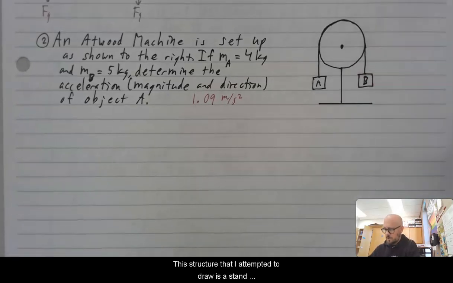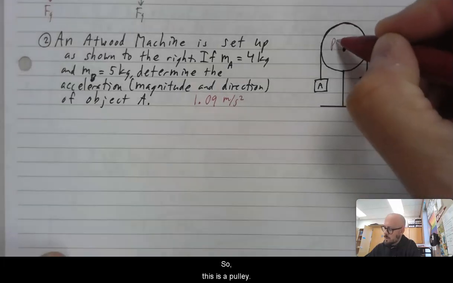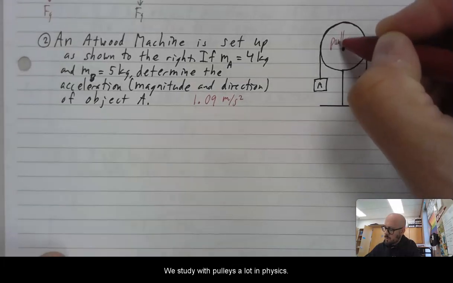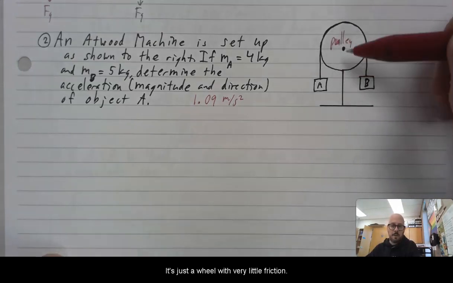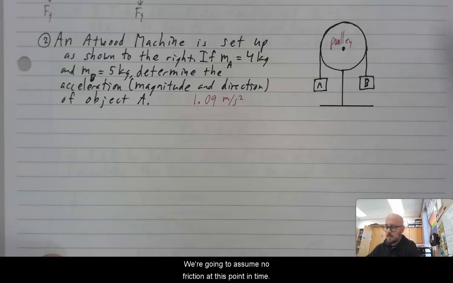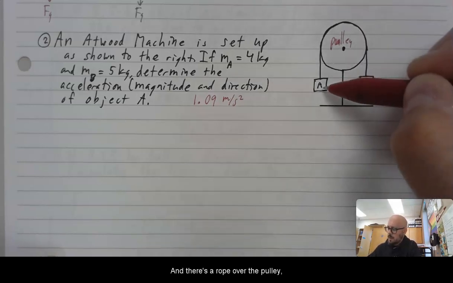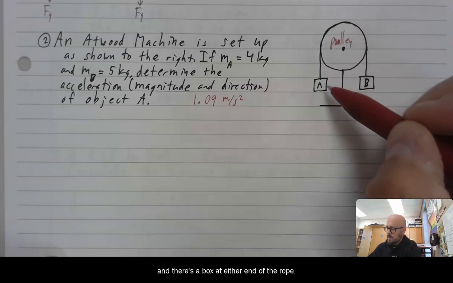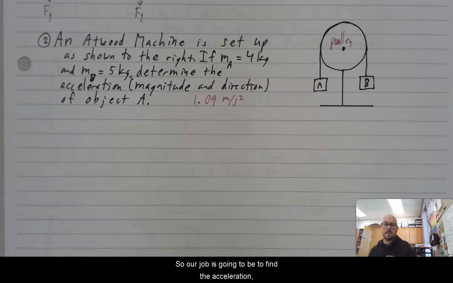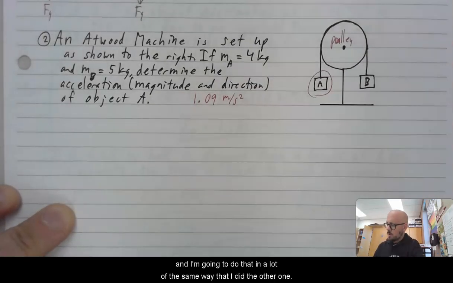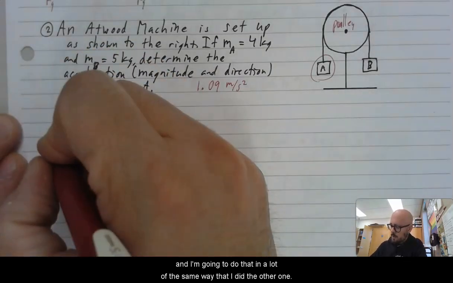This structure that I attempted to draw is a stand that has a pulley on it. So this is a pulley. We study with pulleys a lot in physics. It's just a wheel with very little friction. We're going to assume no friction at this point in time. Also, no mass to the pulley. And there's a rope over the pulley, and there's a box at either end of the rope. So our job is going to be to find the acceleration, and I'm going to do that in a lot of the same way that I did the other one.